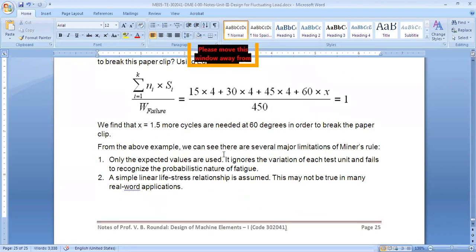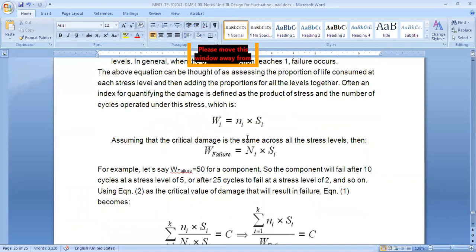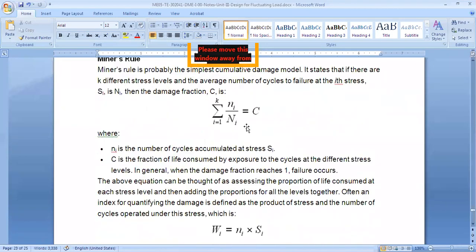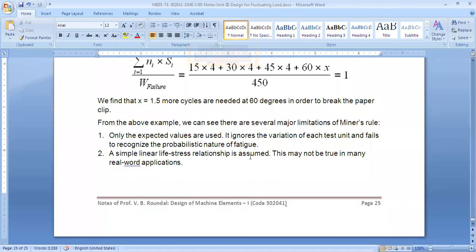Okay. So actually, this is all about the concept of cumulative damage. Basically, it is called Miner's rule. It is sigma of Ni upon N, Ni is equal to C. So we have seen the application of that also. Okay. So I think that's it from the theoretical point of view.